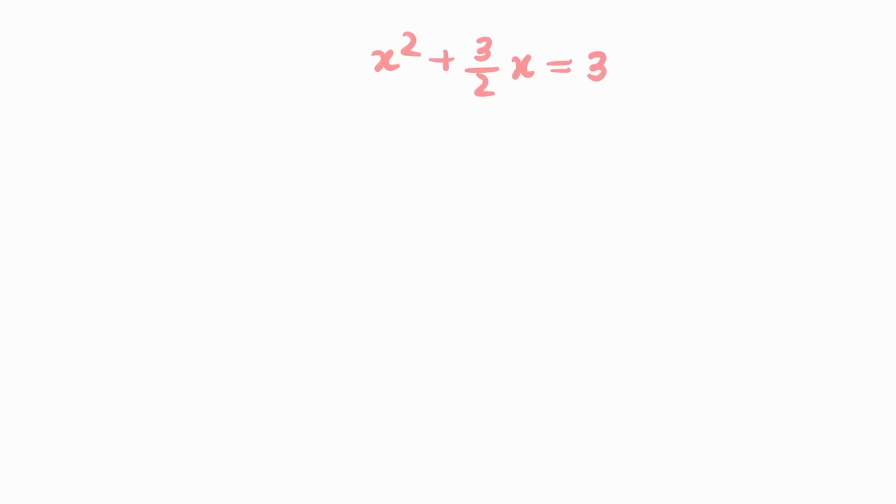Now we can use completing the square method to solve this equation. We have to take x out of x squared, and then after that we should take half of the coefficient of x. What is the coefficient of x? The b value, 3 over 2. We should take half of it. How can we take half of 3 over 2? It means that we have to divide 3 over 2 by 2.